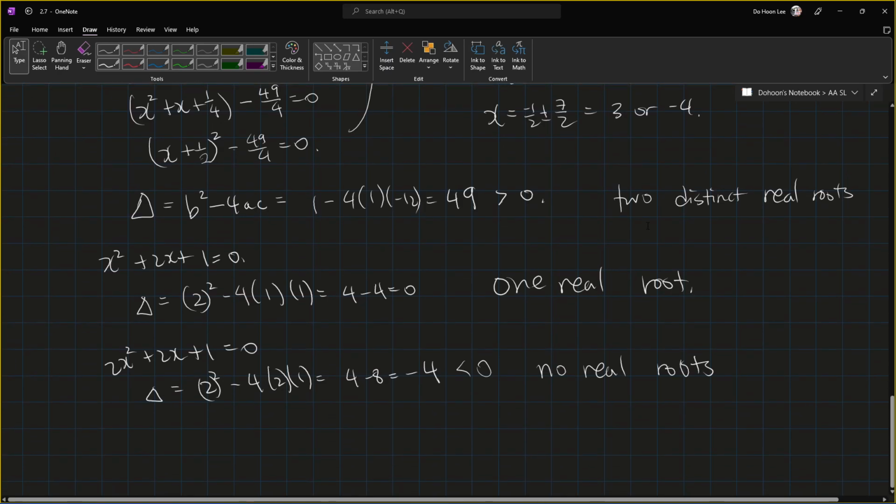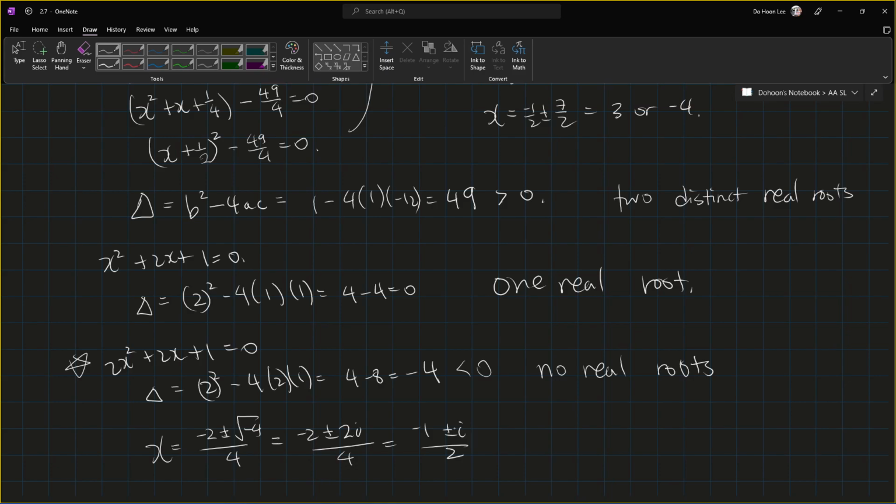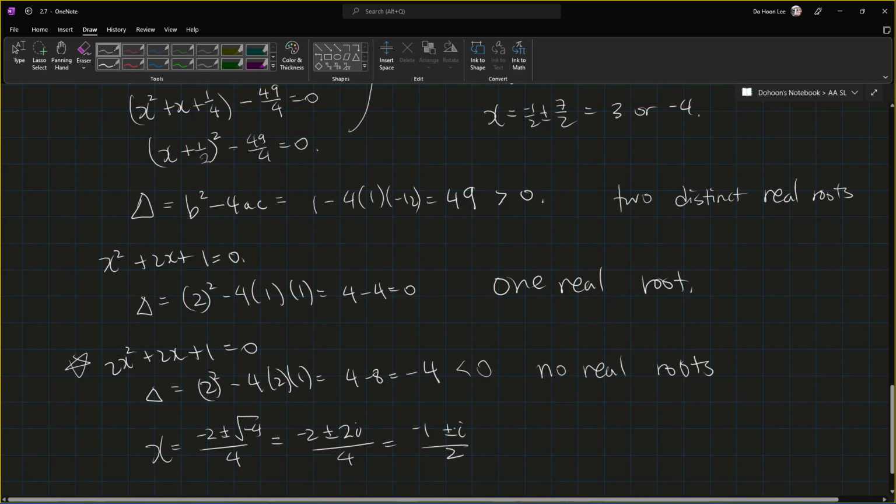Now, if you're in HL, you should notice that there are two unreal roots or imaginary roots. If you put this into the quadratic formula, it will be something like negative 2 plus or minus the square root of negative 4 over 4. Then I can rewrite it as negative 2 plus or minus 2i over 4, or negative 1 plus or minus i over 2. Am I right here? Yeah. For this section, we're not interested in imaginary roots, so we can just chill down for a bit.